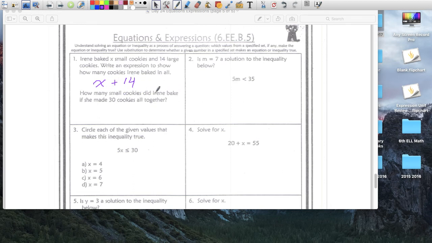And then, how many cookies did Irene bake if she made 30 cookies altogether? So write an expression. Here I know that X small cookies plus the large cookies have to add up to 30. And I have that extra piece of information now. You can solve this by using an equation. This is an addition equation. I'm going to use the inverse operation, which is subtraction. I'm going to go minus 14 here, and minus 14 here. These 14s become 0, X comes down, and 30 minus 14 is 16. So if she made 30 cookies, and 14 of them were the large ones, 16 of them were the small ones.